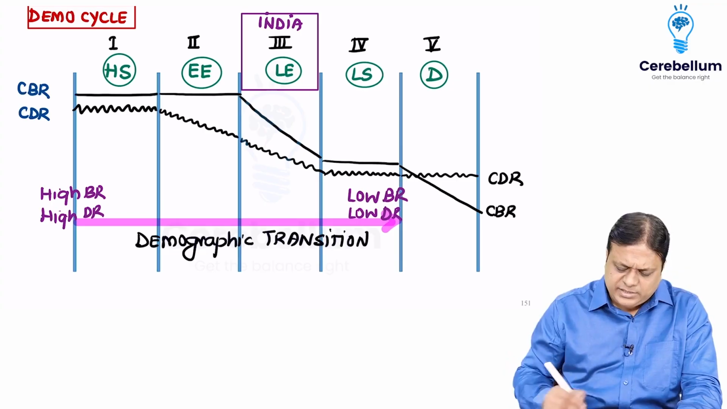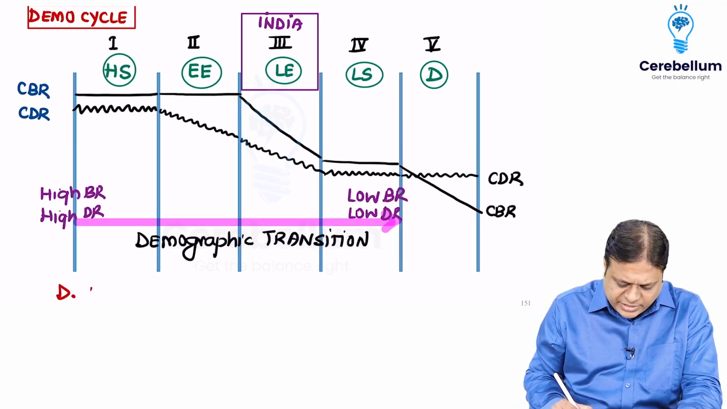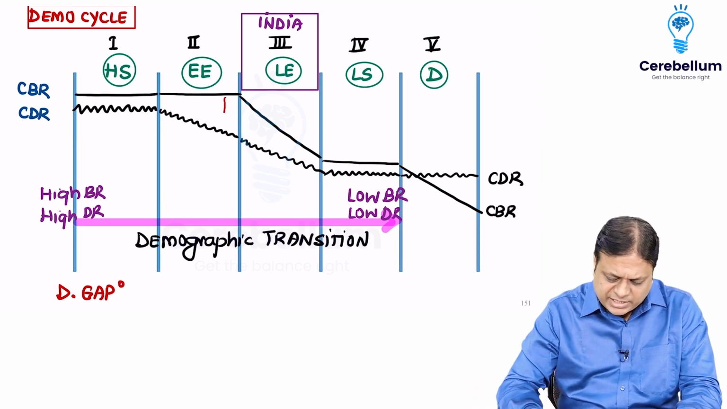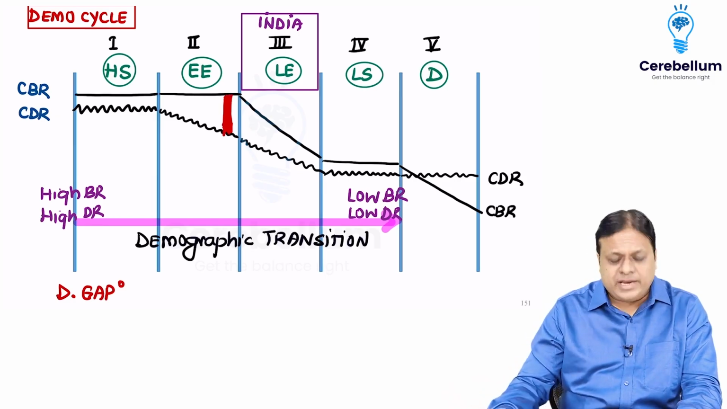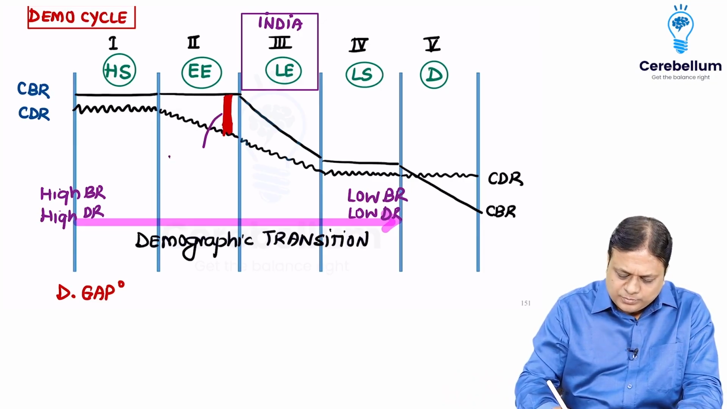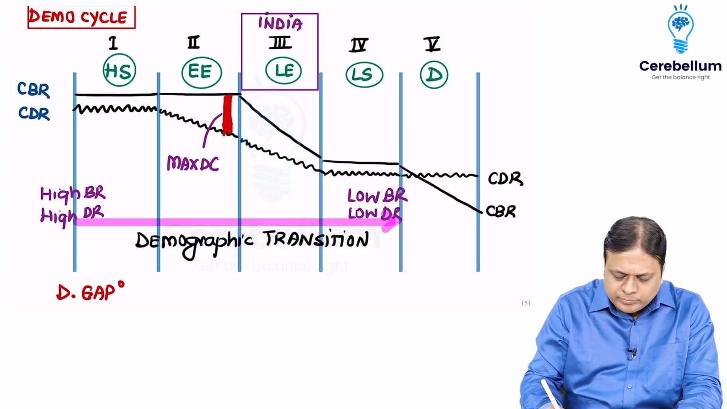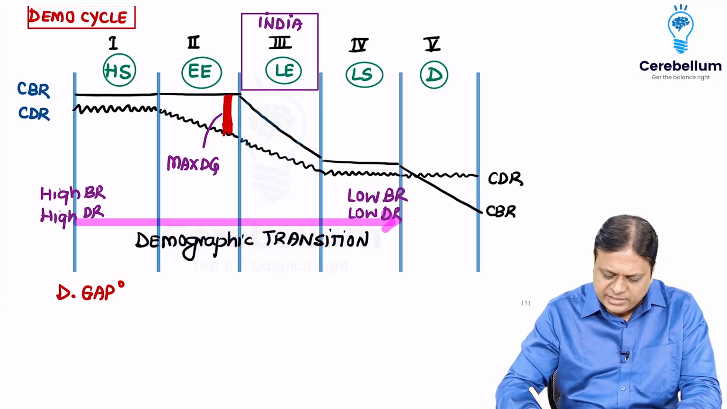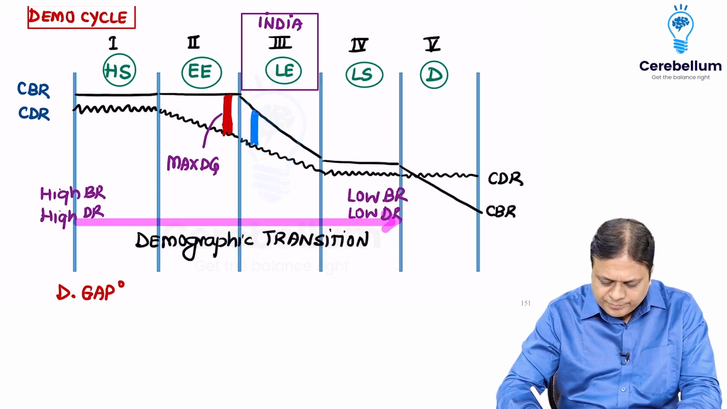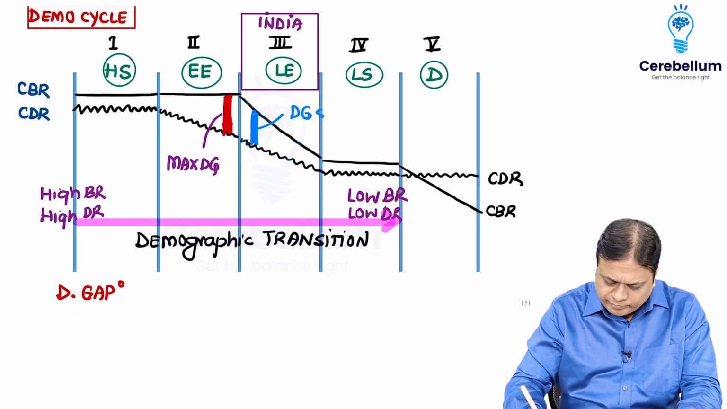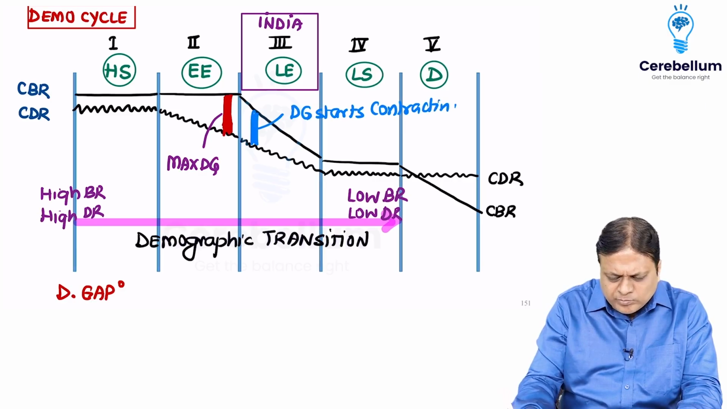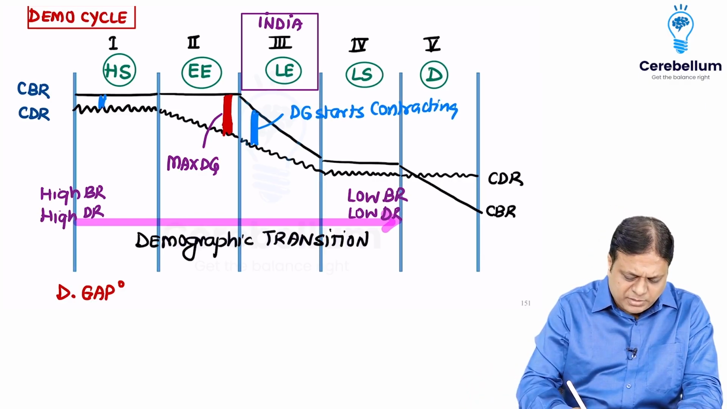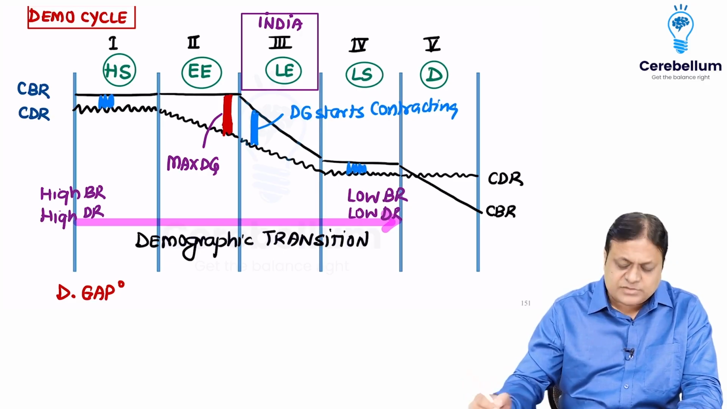And when we look at in this diagram, demographic gap, you can see demographic gap is maximum here, right? Late stage 2. It starts contracting here. So it starts contraction. We see minimum demographic gap in stage 1 and 4.